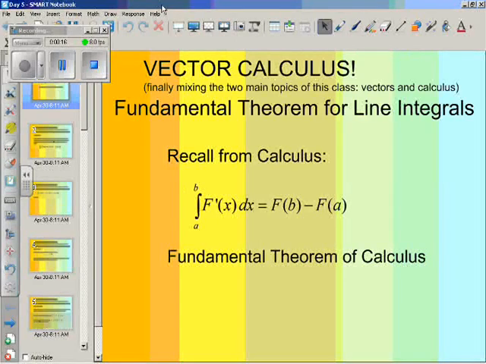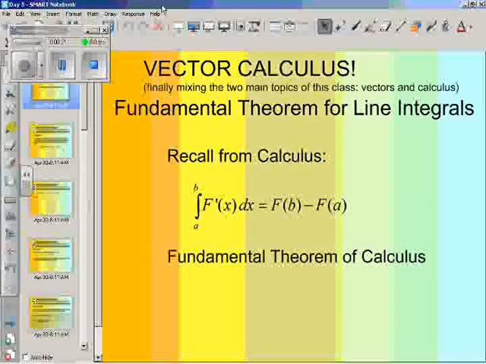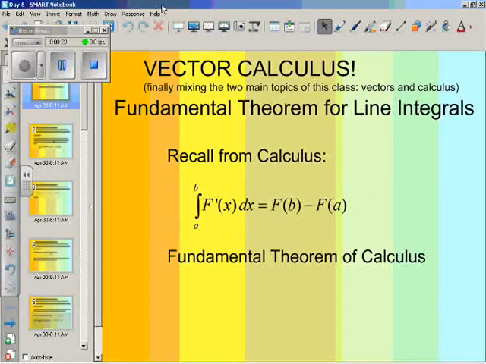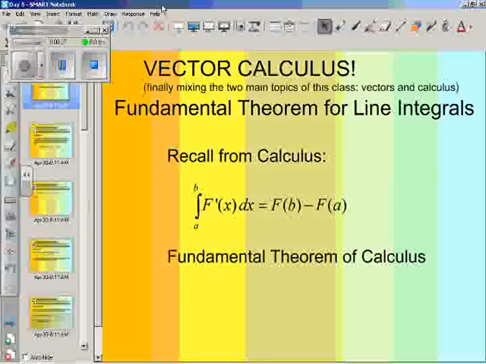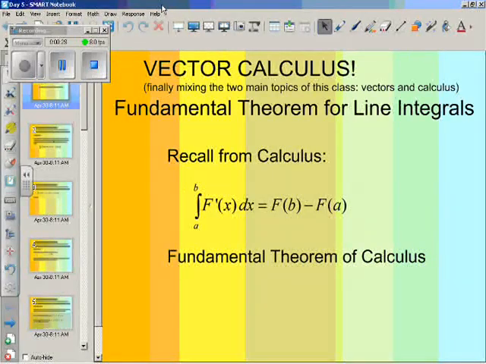Almost all of these are going to be going through pretty important theorems from analysis and from vector calculus. The first one that we're going to start with is the fundamental theorem for line integrals. The reason we call it that is because it's really closely related to the fundamental theorem of calculus, which I have right here, and we'll start drawing.